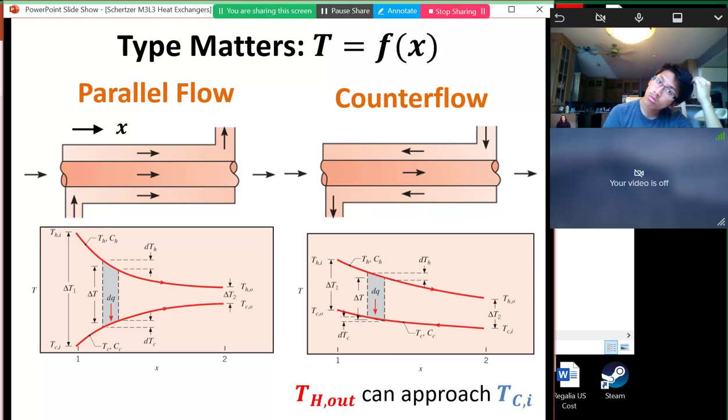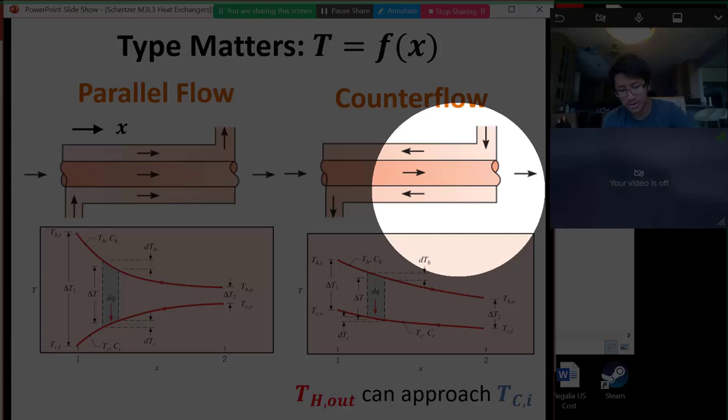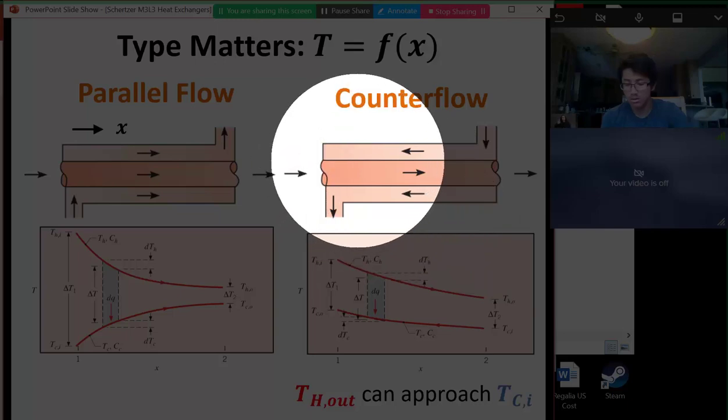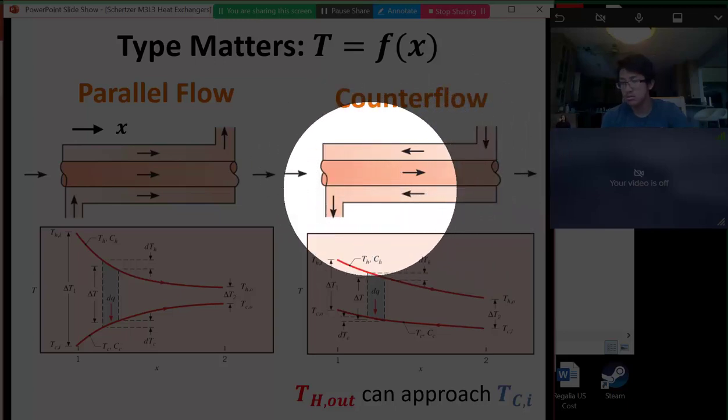So when you think about this, if you think about parallel flow and counterflows, what we'd like to do is get to a point where, in this case, how could we make the hot outlet approach the cold inlet? So this is why plumbing matters, or one of the reasons why plumbing matters. So if we look at the counterflow, let's say the hot flow is in the middle, right? So the hot flow is going through this tube and the cold side is going through the shell.